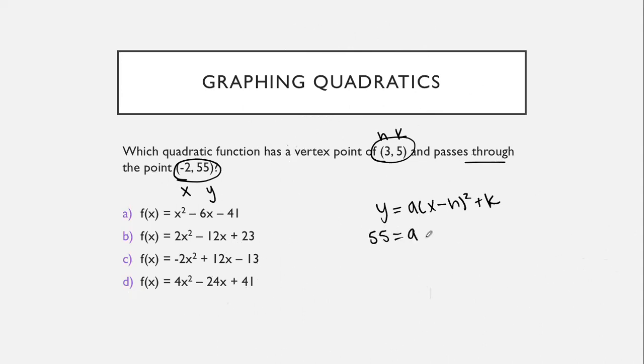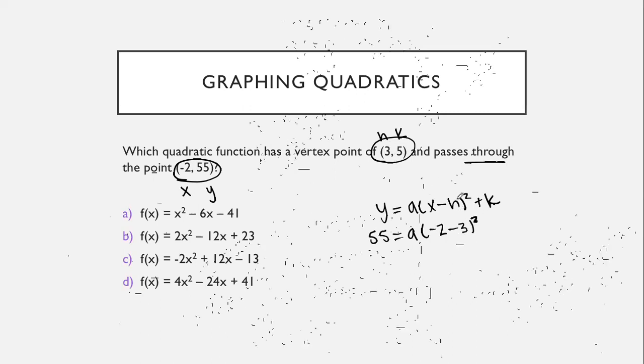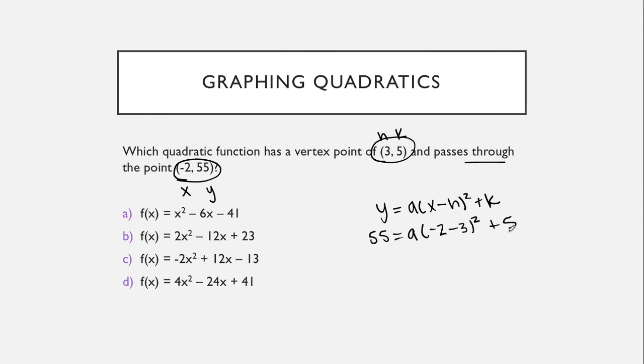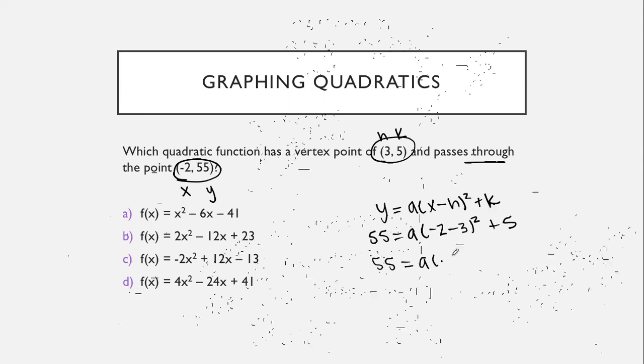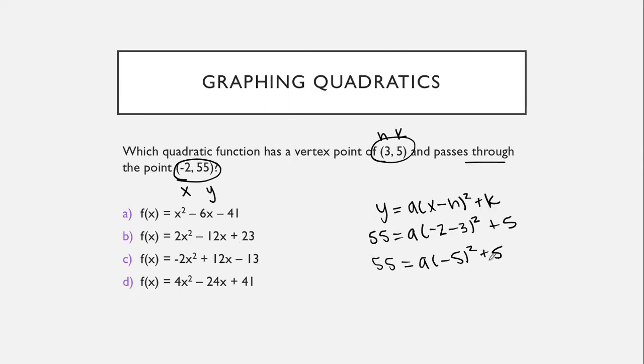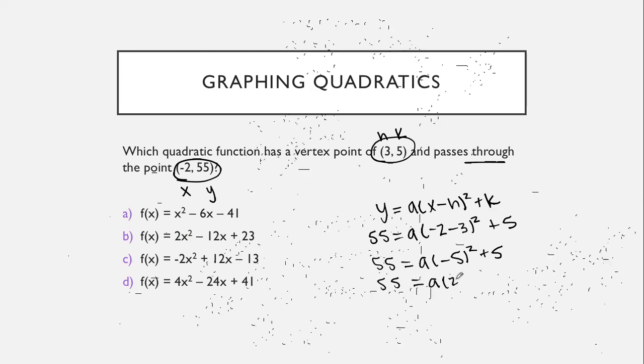I don't know my A. My X value is -2. My H value is +3, so minus 3 squared. My K value is +5. So 55 equals A times (-2 minus 3), which is -5, squared, plus 5. 55 equals A times 25 plus 5.